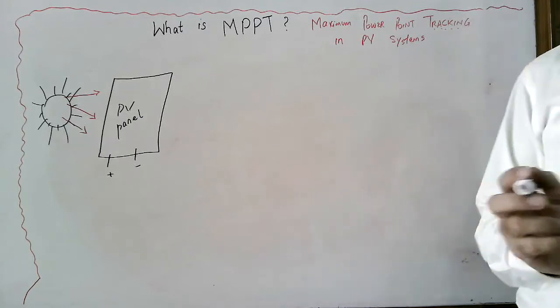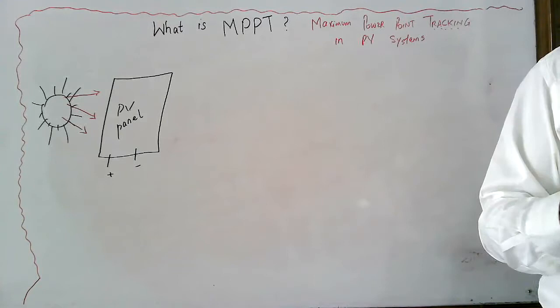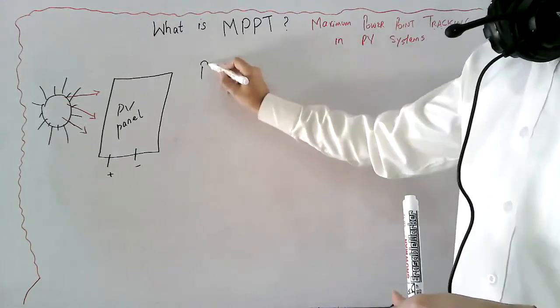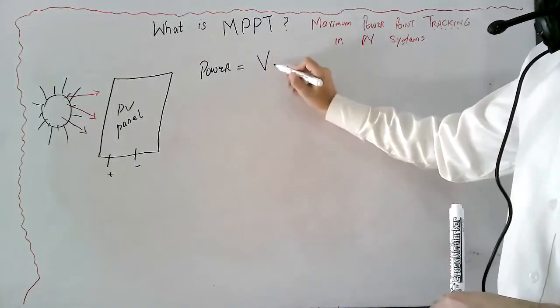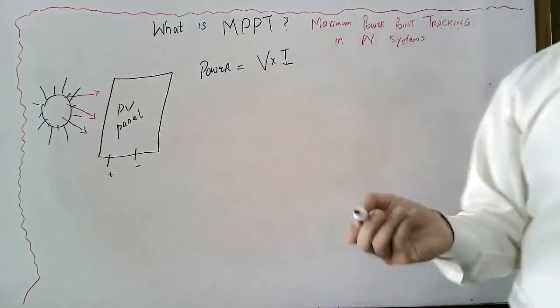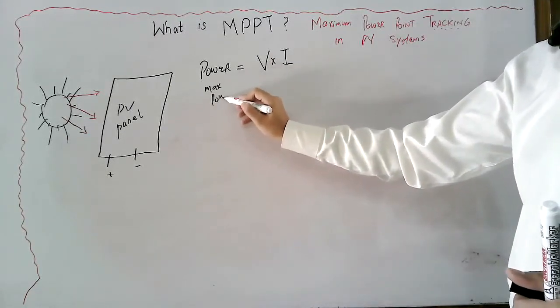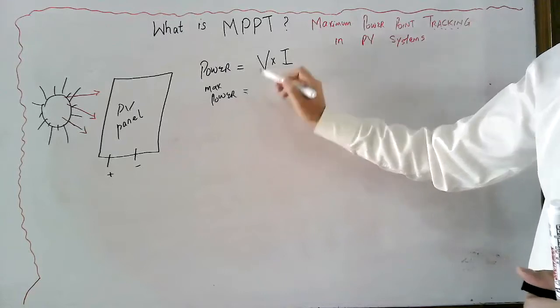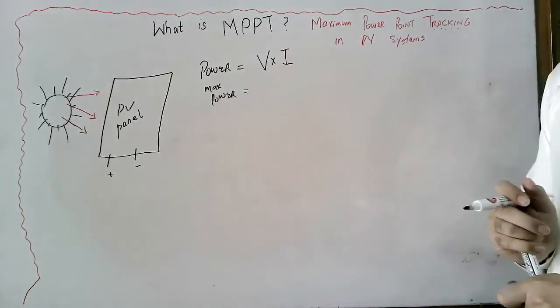So first, I will discuss what power is. Power is actually the product of voltage and current. And what is meant by maximum power? It means that this product is maximum.